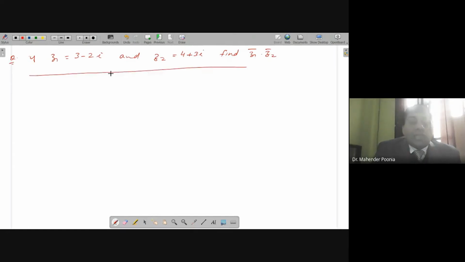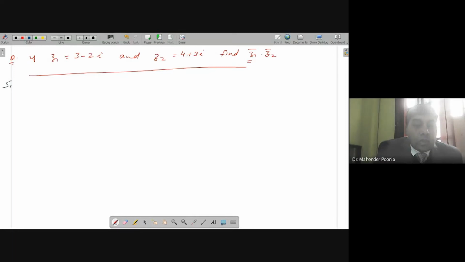There are two complex numbers. Z1 is 3 plus 2 iota and Z2 is equal to 4 plus 3 iota. Find Z1 conjugate into Z2 conjugate. So first of all, we have to find Z1 conjugate and Z2 conjugate separately, and then we have to multiply these two.